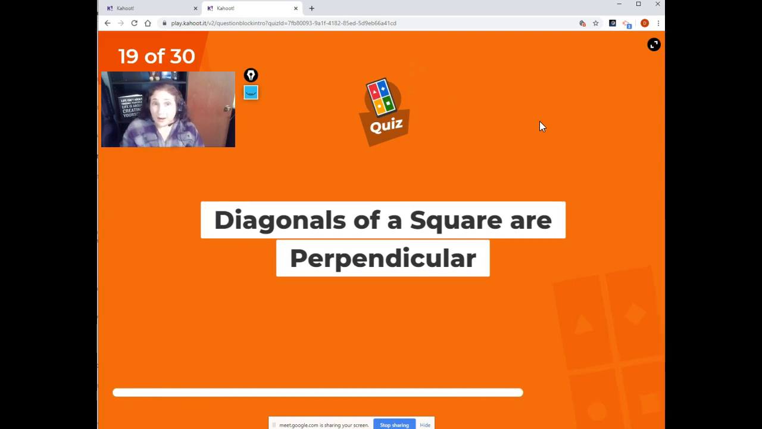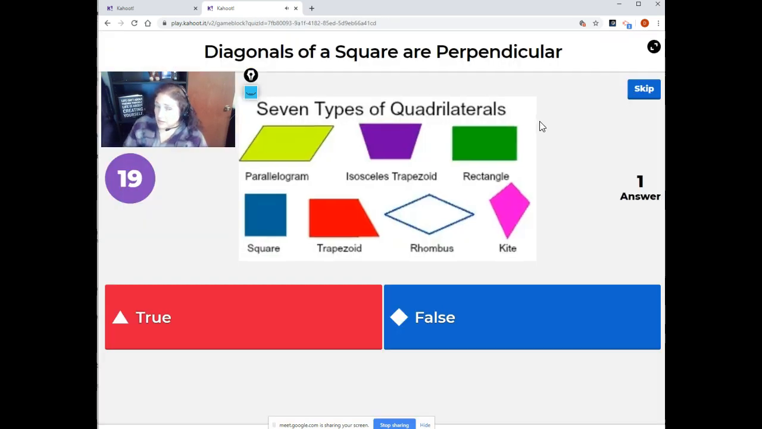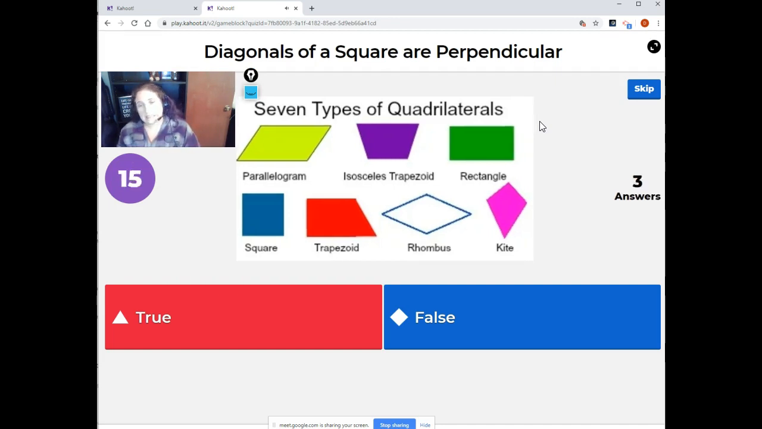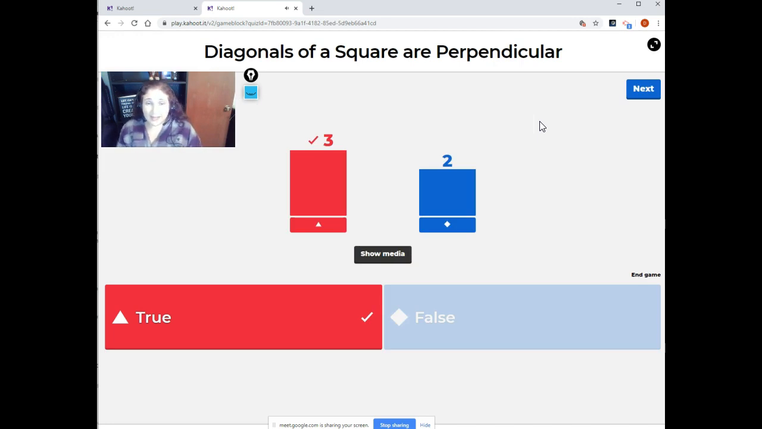Diagonals of a square are perpendicular. This was also discussed earlier today when we talked about rhombuses. That is actually true, because remember the diagonals of a rhombus are perpendicular, and since a square is a rhombus, it would have to be true.